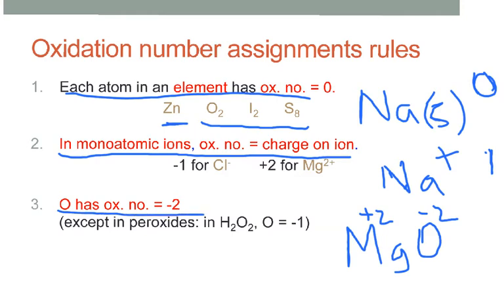Now, these are the same numbers as charges of these things if they were ions, but oxidation state is not the same as the charge on an ion. I just want to make that point. It just oftentimes works out like they're the same number. But you have to use these rules for oxidation state. All right, there's 2 more rules. Let's look at those.